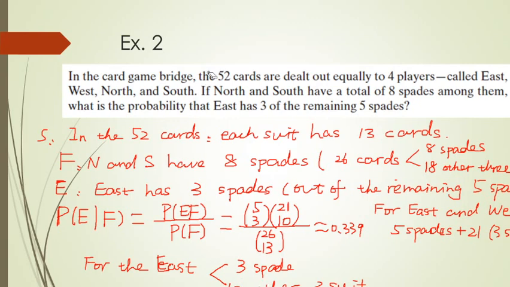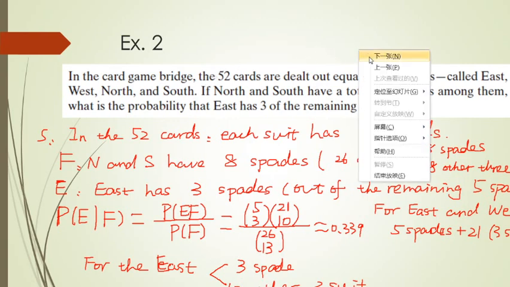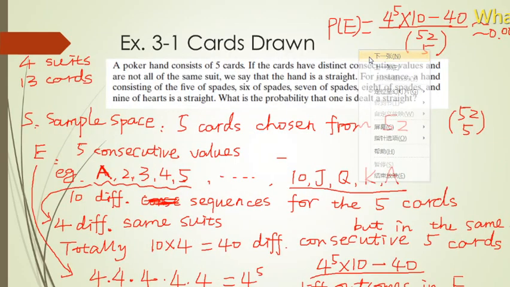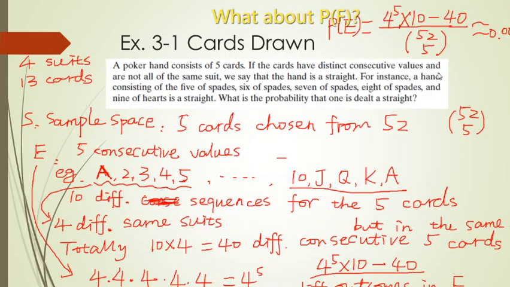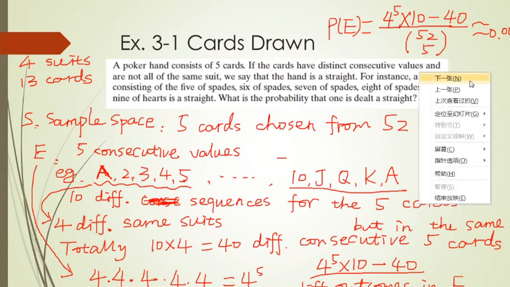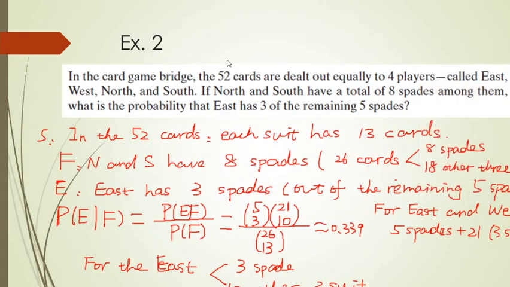Okay, so that is example 2 about the cards. What about the probability of F? You can calculate it. It's a good question. What is the probability of F? You can try that. What is the probability of F? What is the probability of E and F? Calculate in this way.